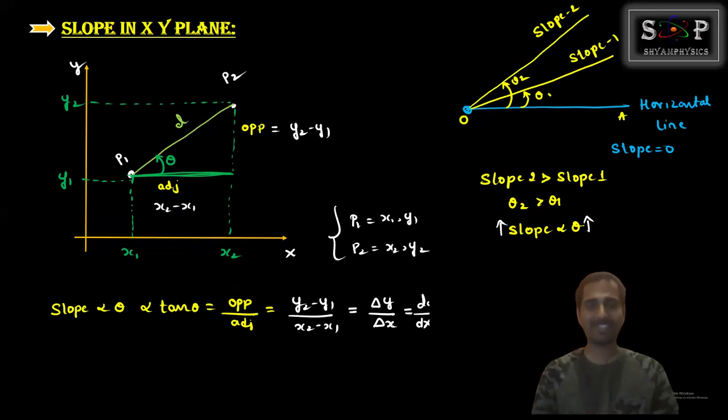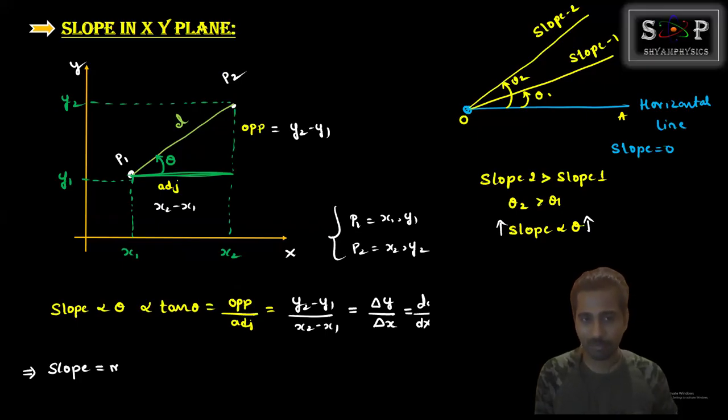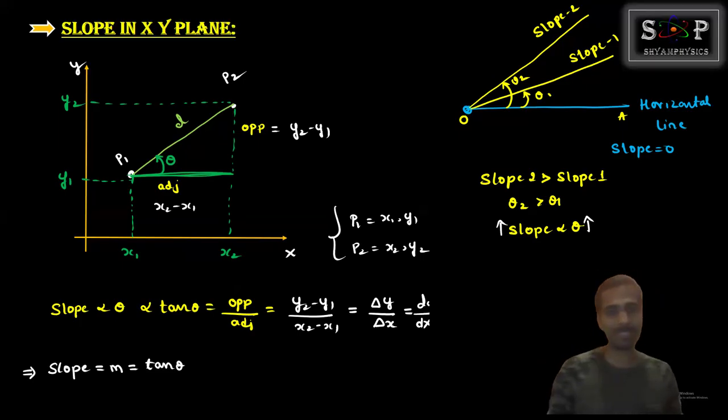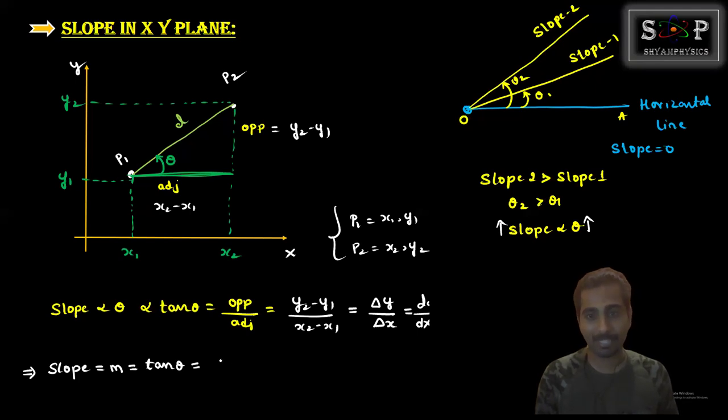If you want to calculate slope, it is simple. Once again, I'm writing the very important final result here. Slope is generally represented by m. Going forward, I will tell you more. Slope is represented by small m in mathematics. It is nothing but tan theta. In a graph, slope is nothing but tan theta, and tan theta is nothing but opposite by adjacent side.